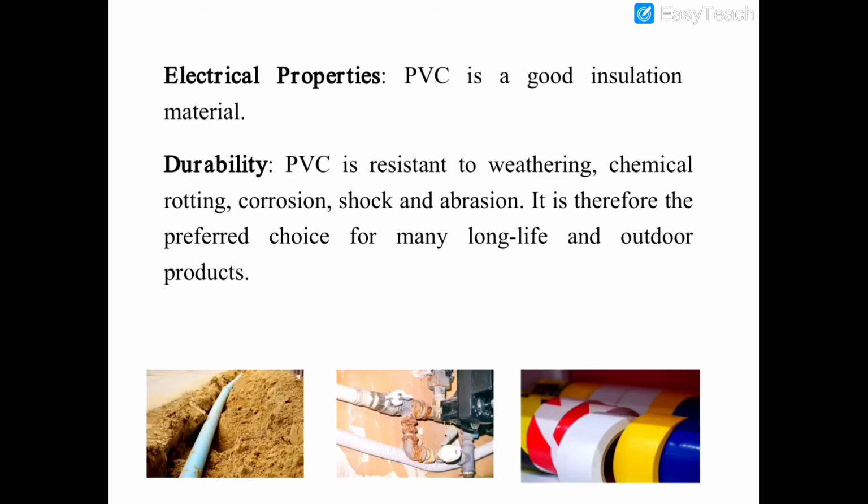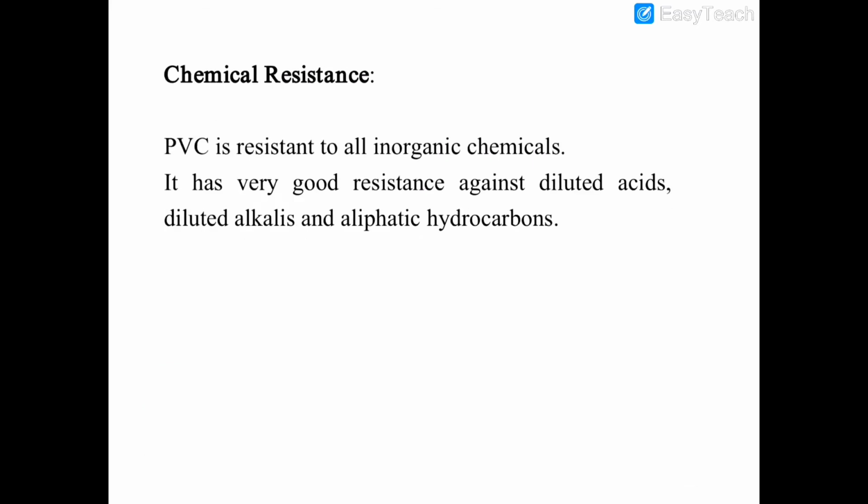Electrical properties of PVC: PVC is a good insulation material. Then durability: PVC is resistant to weathering, chemical rotting, corrosion, shock and abrasion. It is therefore the preferred choice for many long life and outdoor products. Then chemical resistance: PVC is resistant to all inorganic chemicals. It has very good resistance against dilute acids, dilute alkali and aliphatic hydrocarbons.